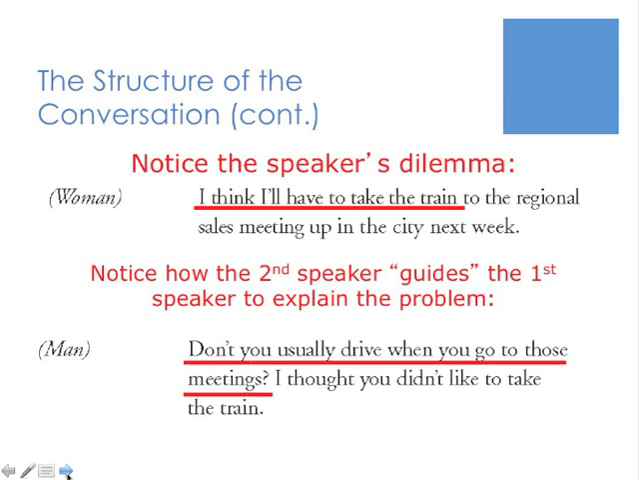Well, don't you usually drive when you go to those meetings? So in this case, the speaker is basically giving the woman more opportunity to explain why the person is not driving, but instead taking the train. And then, of course, there are other sorts of various tricks here. For example, notice how the person says, I thought you didn't like to take the train. So even then, it's very difficult for us to catch the first time who exactly doesn't like the train, or if, in fact, anyone does.